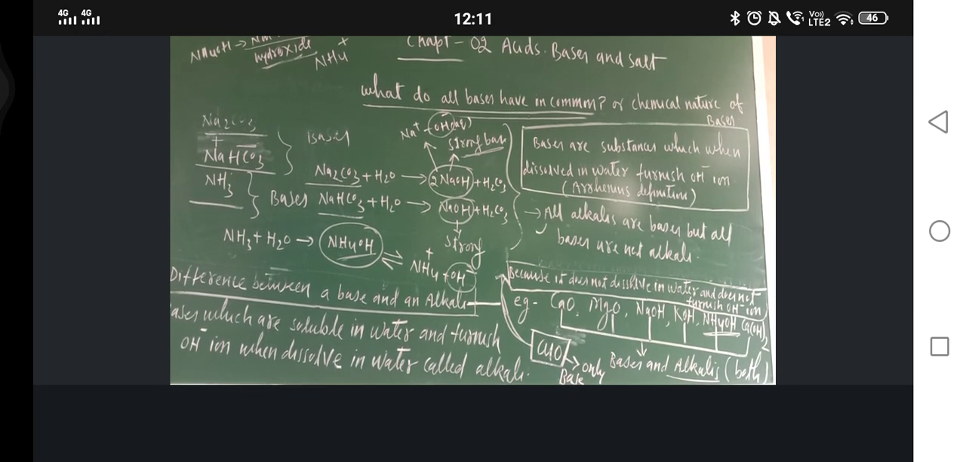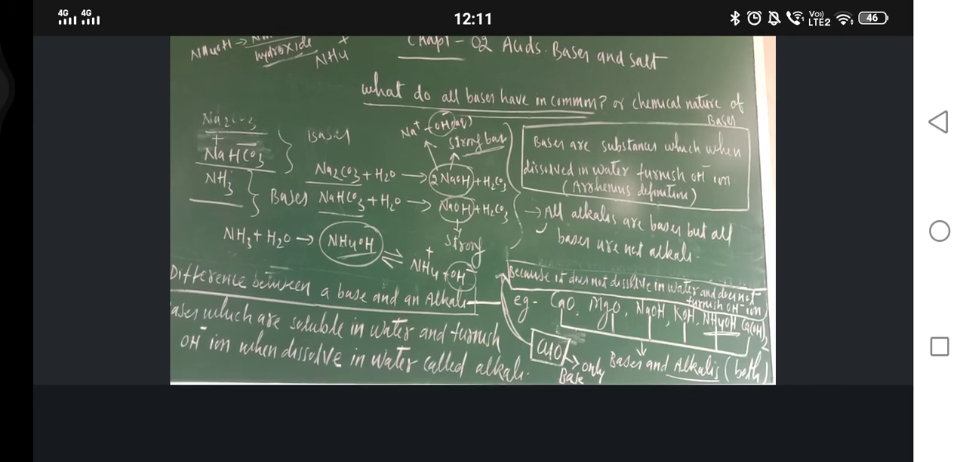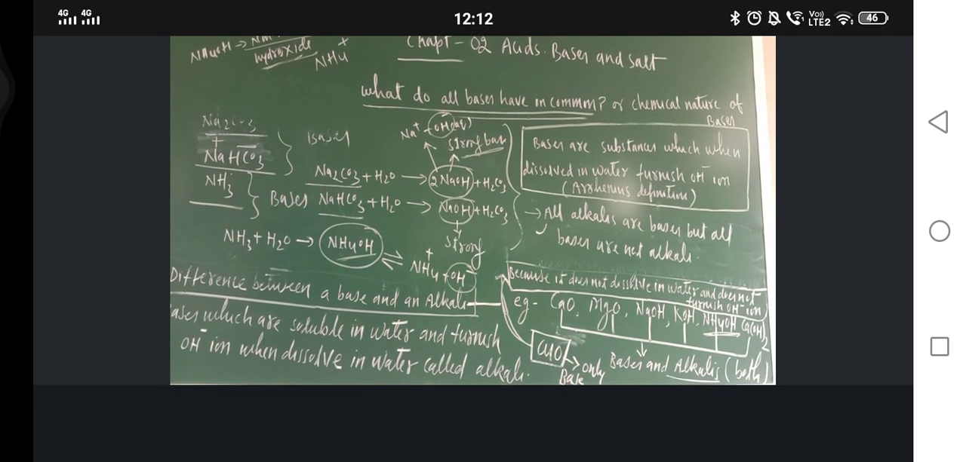HNO3 is not only an acid, it is an oxidizing agent also. So it oxidizes all other metals except magnesium and manganese. So manganese and magnesium, they react with HNO3 and they form salt and hydrogen gas. Like, just see, HNO3 plus magnesium gives Mg(NO3)2 plus H2.